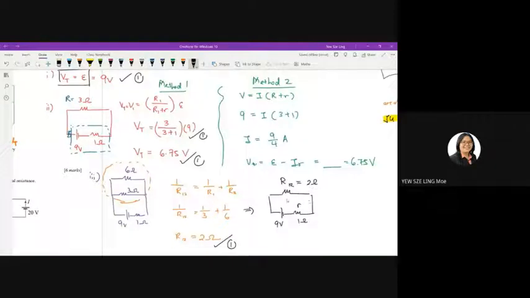So basically, you can repeat the steps in question number 2 right now. Just like question 3, you have an additional step to simplify R1 and R2. After you simplified it, the circuit is exactly like what you have in question number 2. So it is up to you whether you want to use method 1 or method 2.